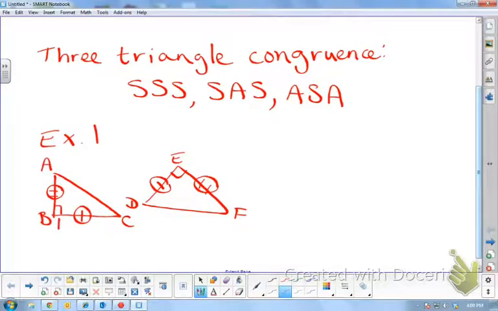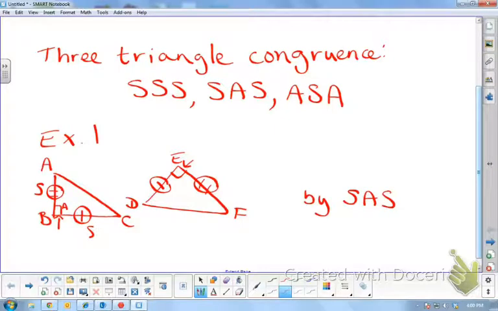And then they gave us information about this right angle. So we have three pieces of information that already match. We have a side, an angle in between, and another side. So just looking at the picture, we can say, oh, these are congruent by side, angle, side.